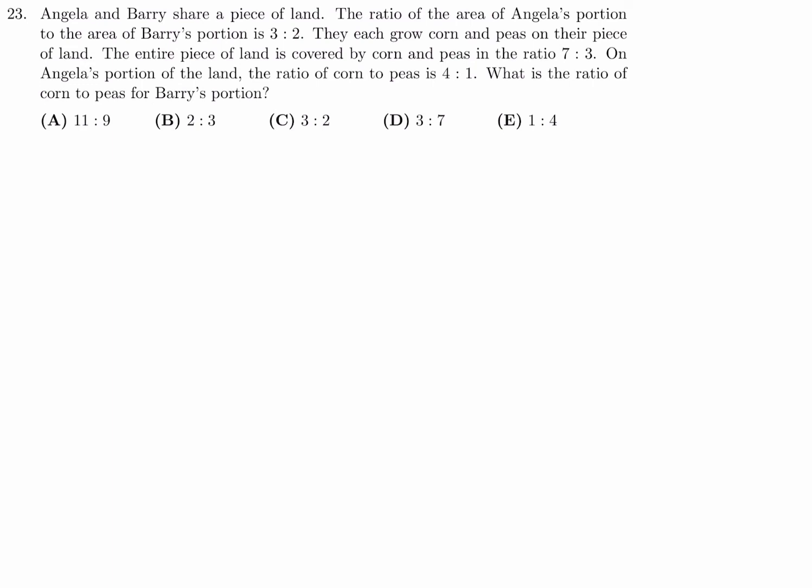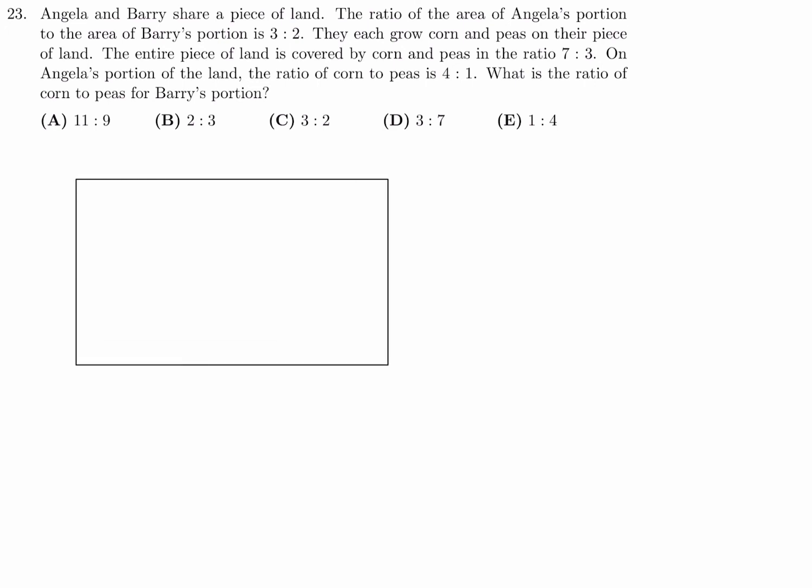Angela and Barry share a piece of land. The ratio of the area of Angela's portion to the area of Barry's portion is 3/2. They each grow corn and peas on their piece of land. Their entire piece of land is covered by corn and peas in the ratio 7/3. On Angela's portion of the land, the corn and peas ratio is 4:1. What is the ratio of corn to peas for Barry's portion?